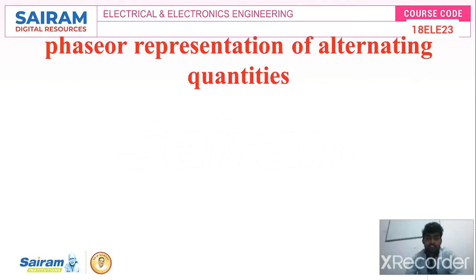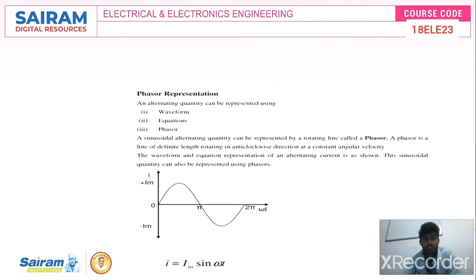Next, phasor representation of alternating quantities. Phasor representation in the sense, alternating quantity at a particular location. If suppose the conductor moves in a particular location, the sine wave will be exerted, right? So that is phasor representation. In that phasor representation, we can write these many definitions like waveform, equations, and phasor.